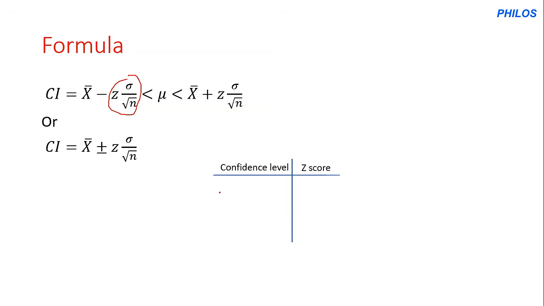Whenever a question gives you a level of confidence of 90%, then your z should be 1.645 or 1.65. Whenever a question gives you a level of confidence of 95%, then the z score should be 1.96. Also, whenever a question gives you a level of confidence of 98%, then the z score should be 2.33. And when a question gives you a level of confidence of 99%, the z score should be 2.575. A question can give you 80% and others.